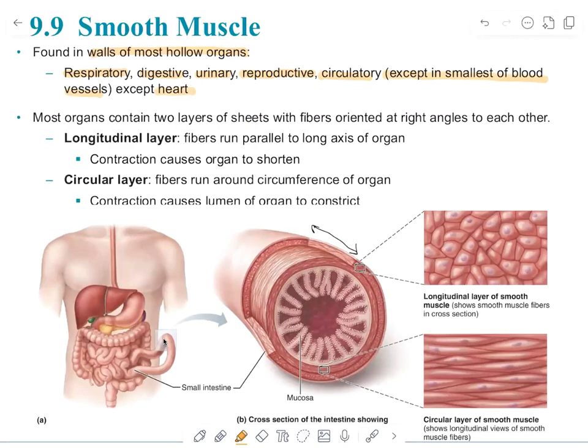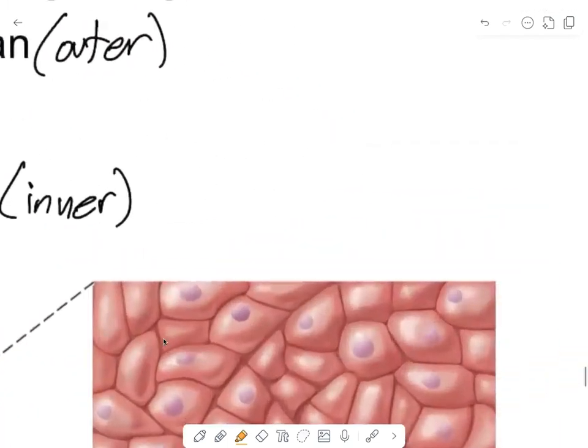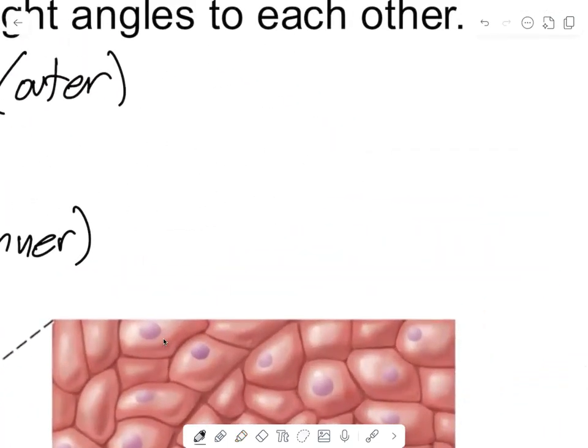So most of these organs are going to contain two layers of sheets with fibers oriented at right angles to each other. There's an inner layer, which is called the circular layer, and an outer layer, which is called the longitudinal layer. The circular layer is going to allow the organ to constrict, and the longitudinal layer is going to allow the organ to shorten. So when both of these layers work in unison, like in the small intestine, there is something that occurs which is called peristalsis.